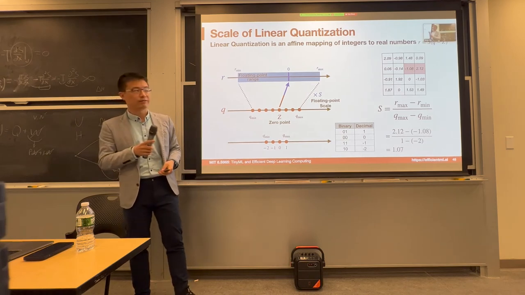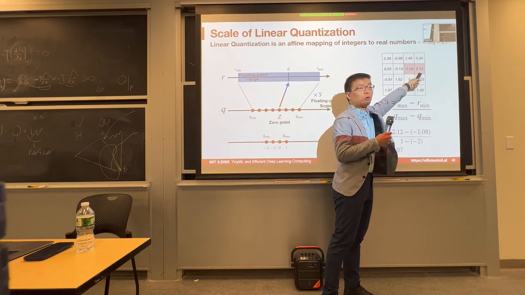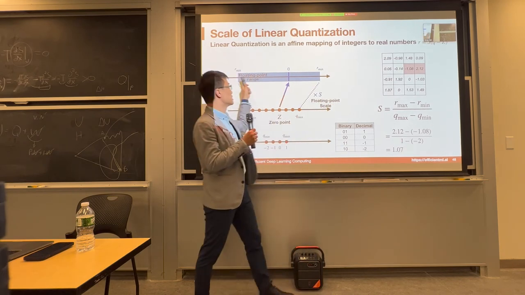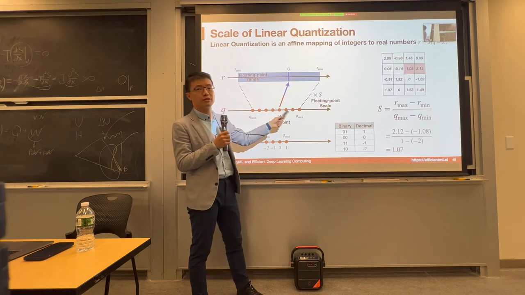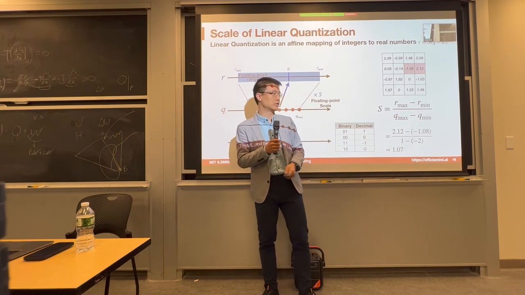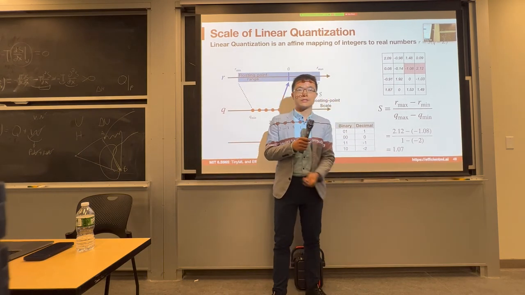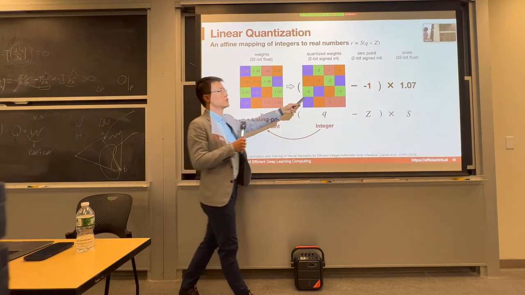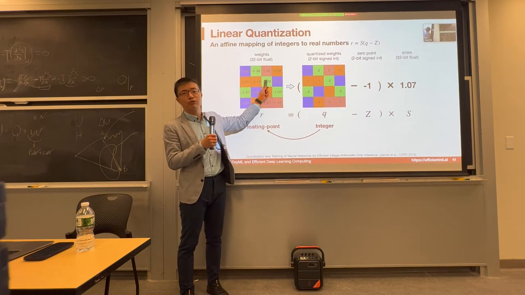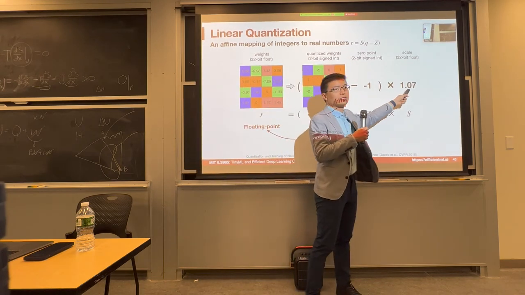And how do we calculate that? Let's give an example, using our familiar 4x4 weight matrix. The max is 2.12 and the min is minus 1.08. We subtract them, which corresponds to the range in floating point, the blue range. In the denominator is the range for the integer number. Here we are using only 2 bits, so the range is from 1 to minus 2, which is actually 3. Dividing these ranges, we get a scaling factor of 1.07. That is the ratio between the largest and smallest number in the floating point representation versus the integer representation.